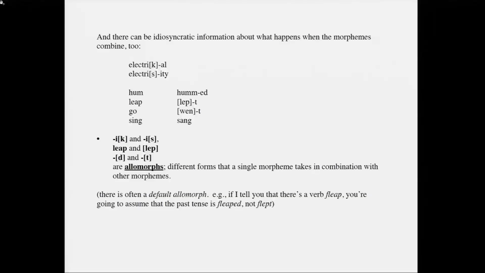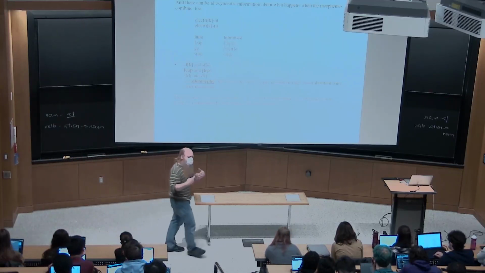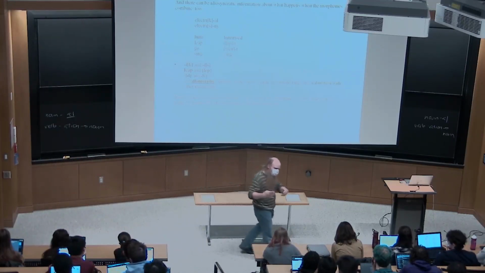There's often what's called a default allomorph. That is, there's a morpheme that is the basic one that shows up most of the time. And when we're making our special statements about other forms, they're going to be about the other forms. So there's going to be the form of the morpheme that you start off with, and then you will do things to it to create the other allomorphs.